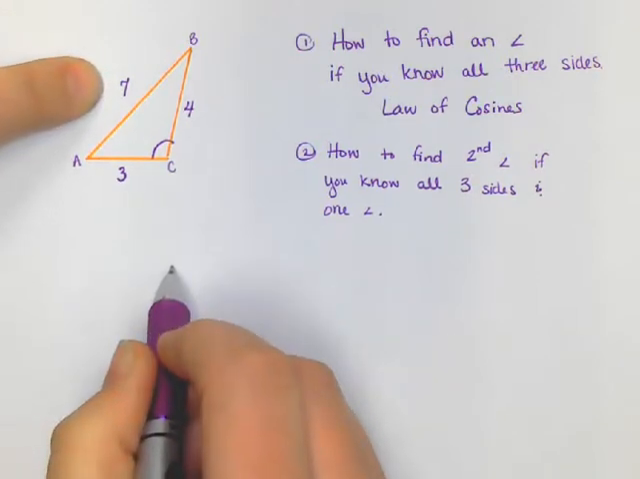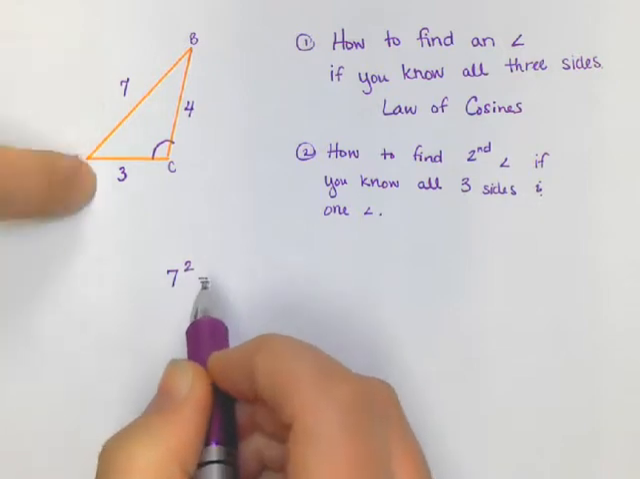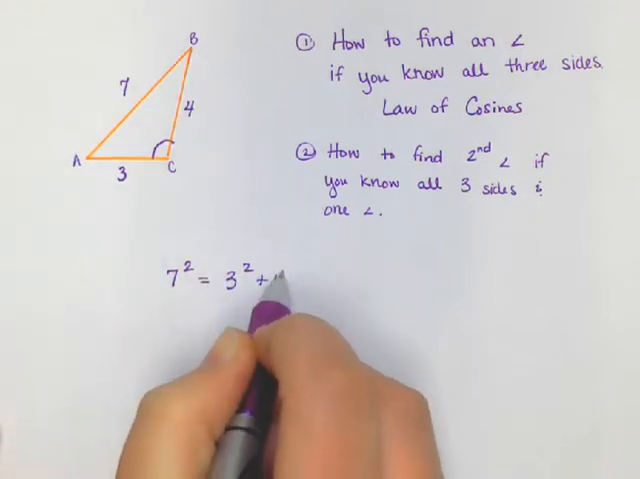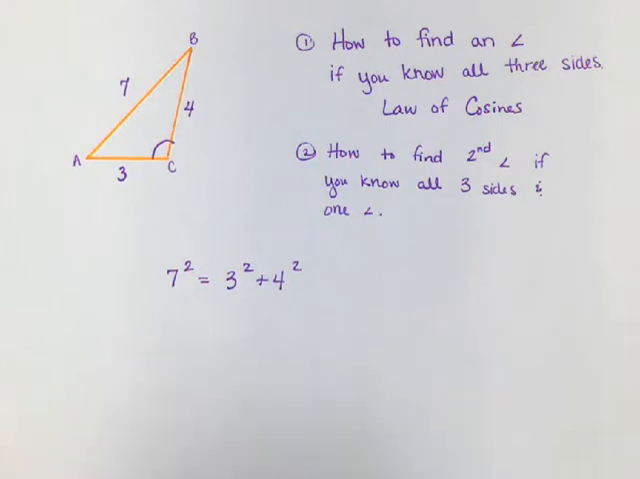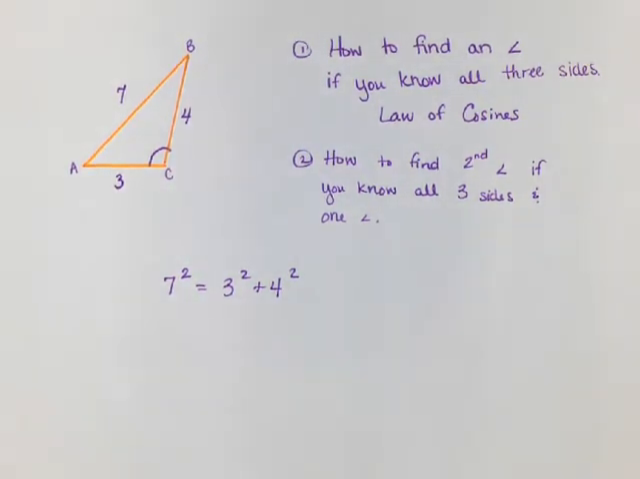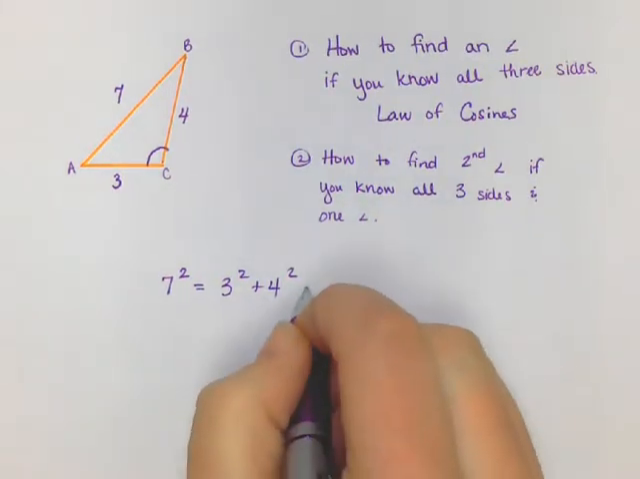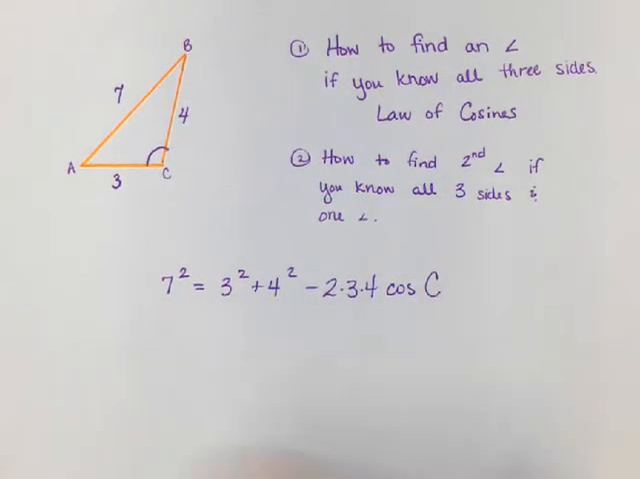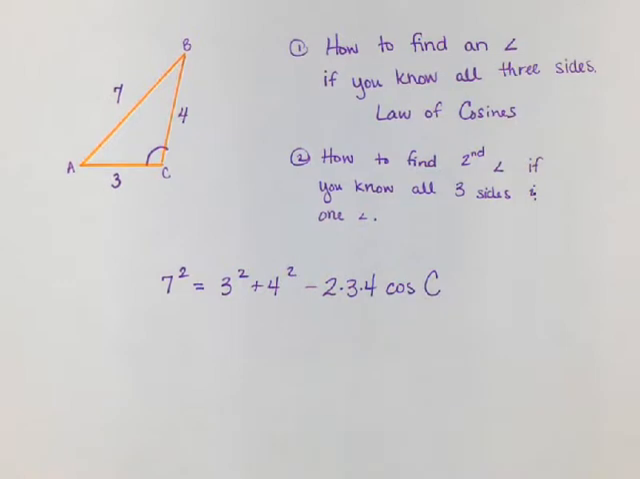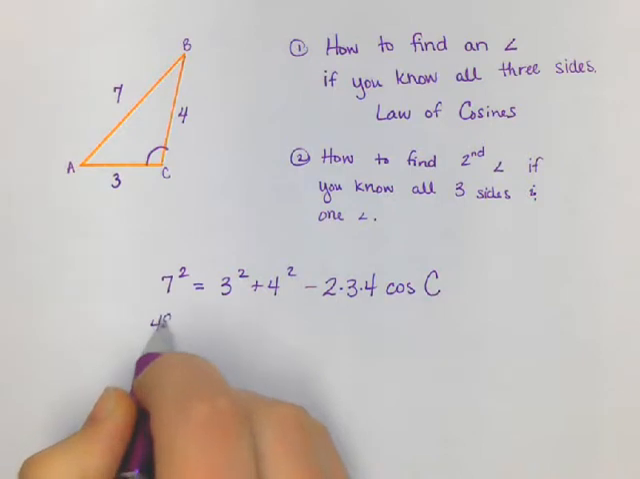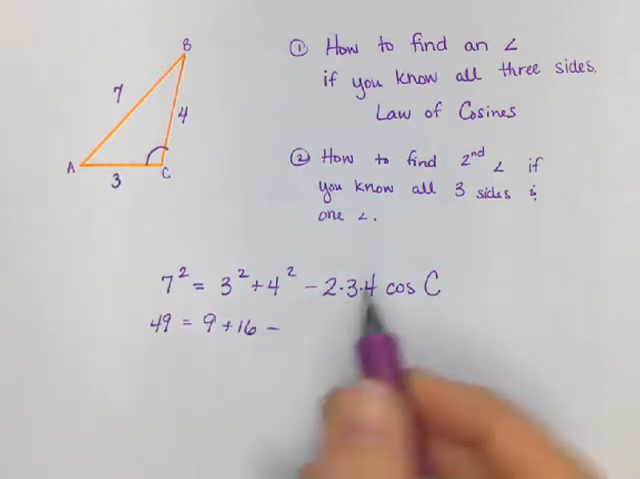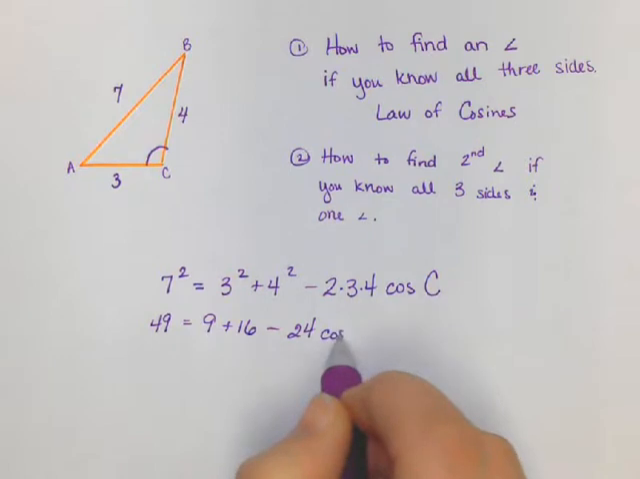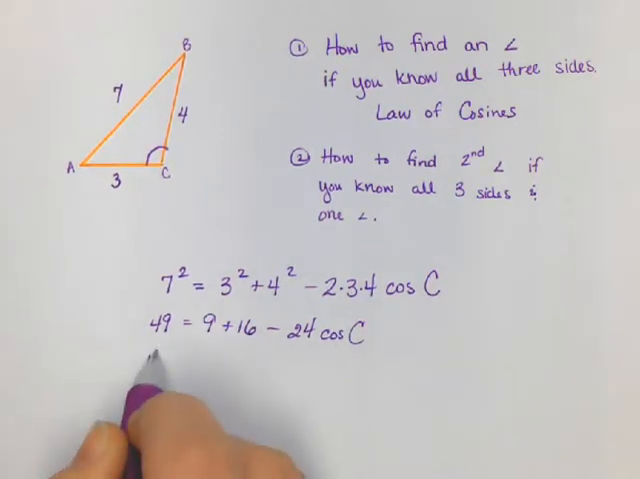Subtract 25. 24 equals negative 24 cosine of angle C. Divide by negative 24. And now I have negative 1 is equal to the cosine of angle C. I'm going to do inverse trig. And let's see what that gives me. So if I type that in and hit enter, 180 degrees? That doesn't make sense.